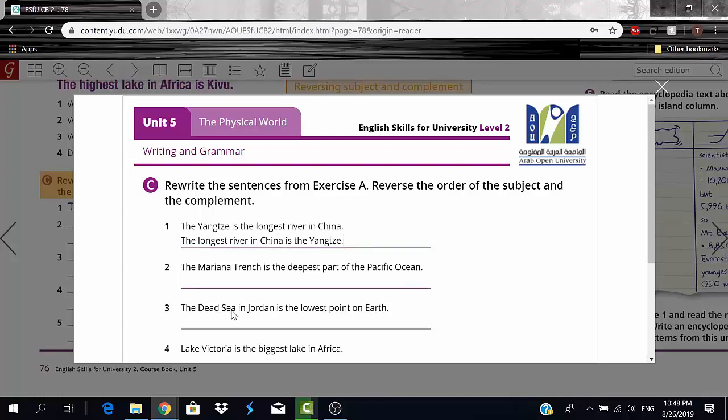Number 2, the Mariana Trench is the deepest part of the Pacific Ocean. I could say the deepest part of the Pacific Ocean is the Mariana Trench. Okay, same exact meaning again.